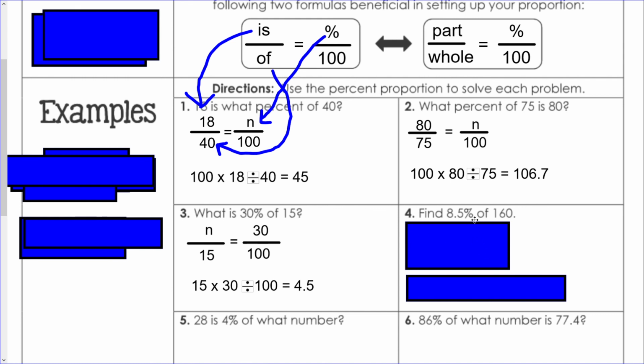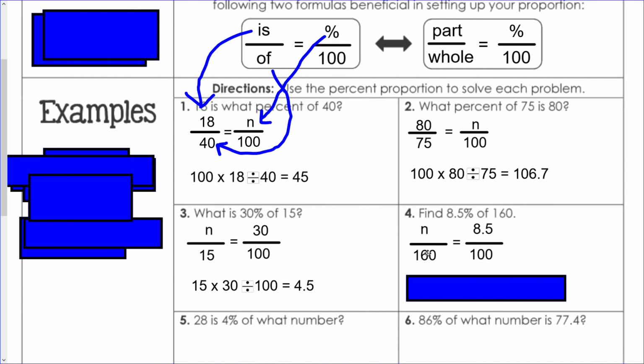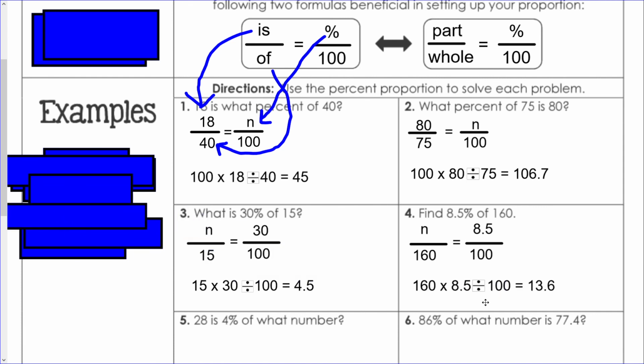So find 8.5% of 160. So that means we know what the of is, because we have of 160, so that's in the bottom. We have 8.5% is 8.5, and of course 100 is always there, like I just said. So the number that we need to find is the other one that isn't already given in the question. So once you've set up that proportion, again, cross multiply and divide like usual. So 160 times 8.5 divided by 100 should equal 13.6.